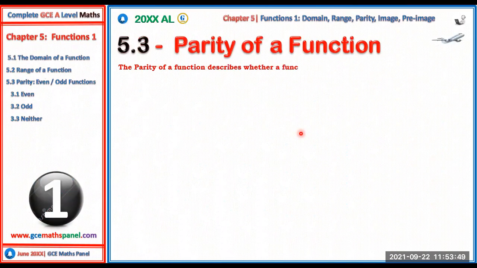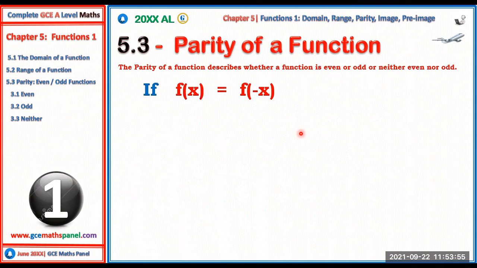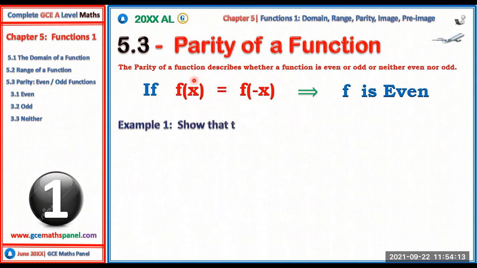The parity of a function describes whether a function is even or odd or neither even nor odd. If f of x is equal to f of minus x, then we say that function is even. So this is the condition for a function to be even. And for example, if we have a function which is given below, to show that that function is even, this is what we are going to do.